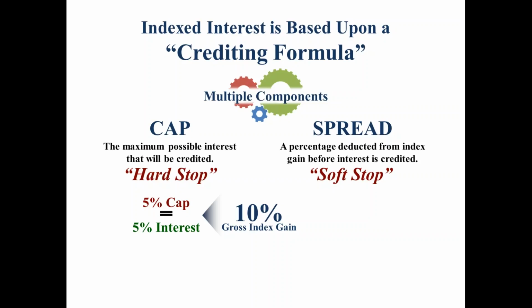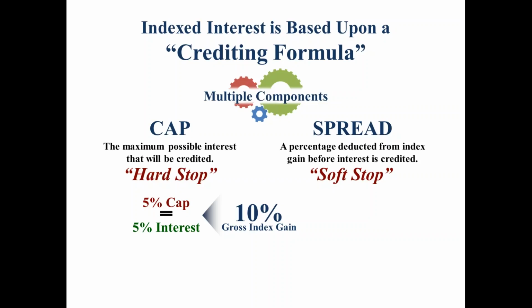So here's what I used to do with consumers so they would understand caps. I used to do this in seminars. I had 60 people in the room, and I'd say, let's assume we have a 5% cap. If the index does 4, what do you get? 4. I wanted them all to say 4. The index does 5, what do you get? 5. If the index does 6, what do you get? 5. You know what I'm getting at? That's it. That's the most you can get, okay?